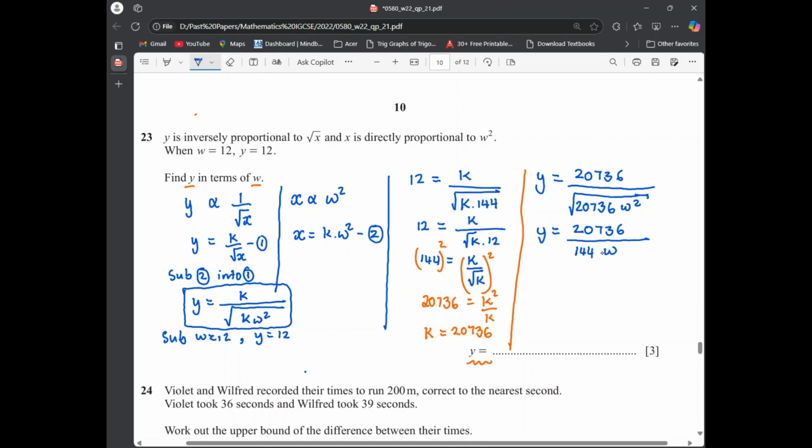And then we've got 20736 divided by 144 is 144. So we've got 144 at the top divided by w. So the value of y in terms of w is y is equal to 144 divided by w, and that is my final answer for that question.